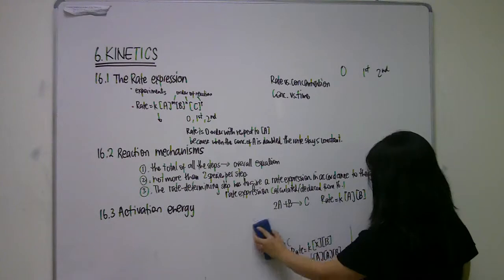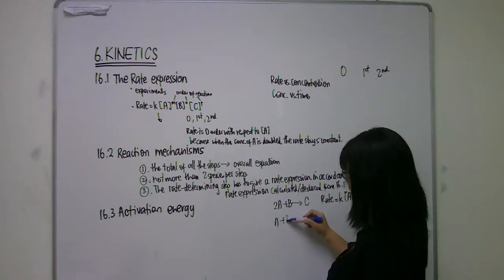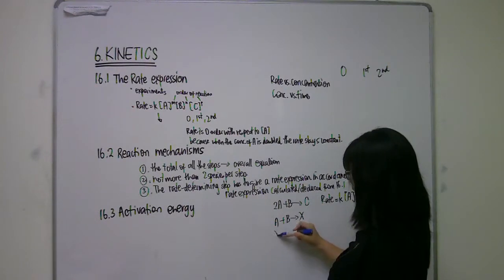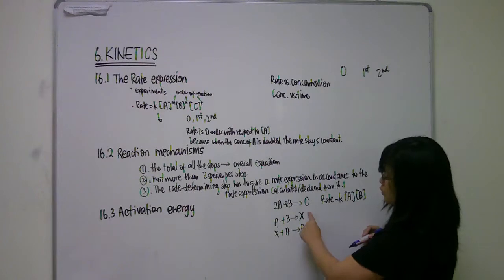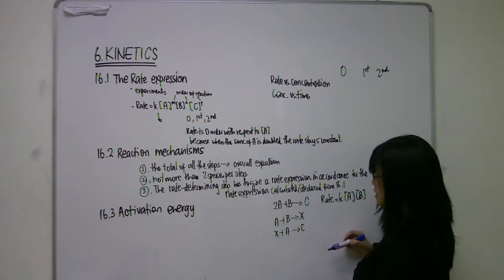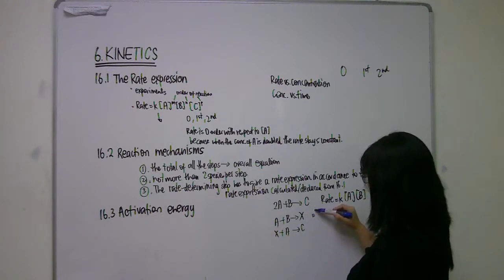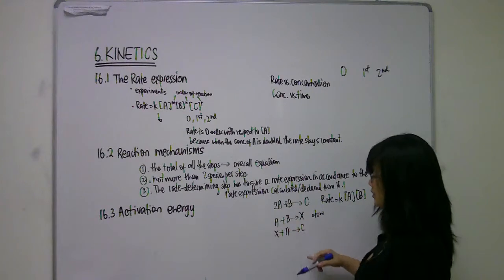Then you can come up with another one. You can say that, okay, then I'll react A with B first to give me X, and then X will react with the remaining A to give me C. So this total will give me this one, so it's possible. Each step doesn't have more than 2 species, and actually if I say that this is my slow step, I will get this as a rate. So this is a possible reaction mechanism.